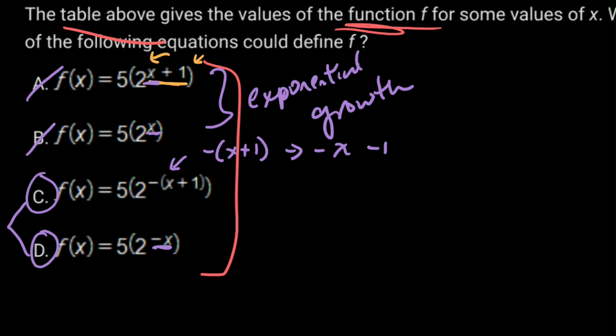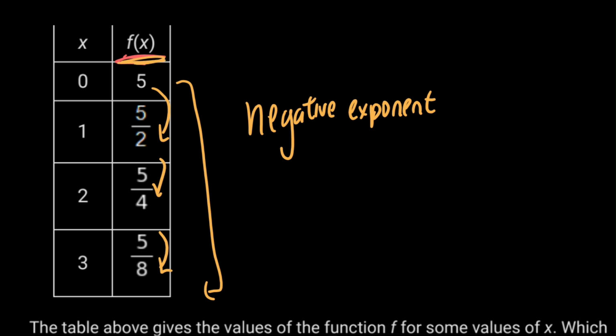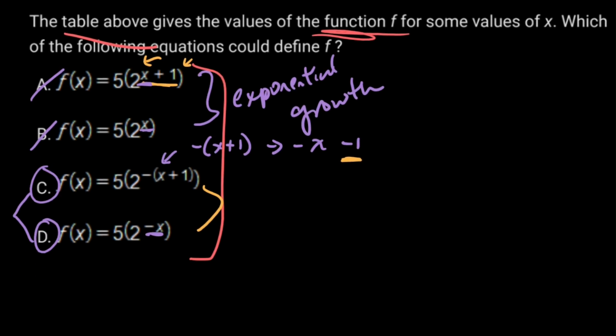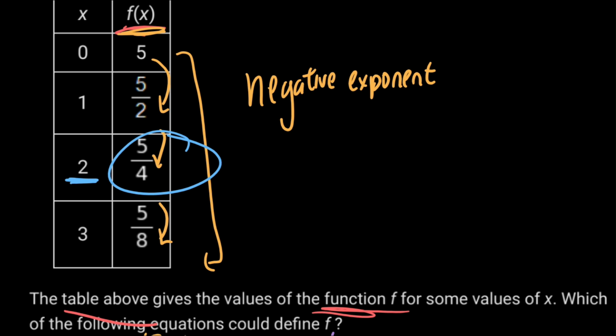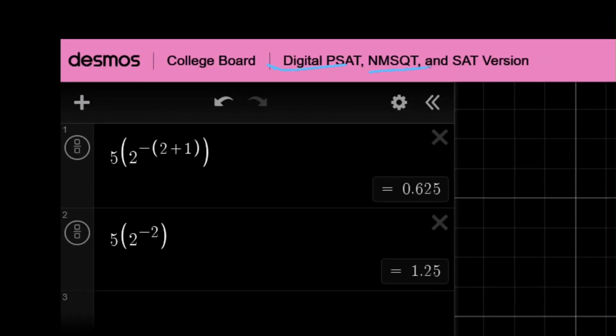Now, what we also know here is that these two, because we have this plus one or this minus one in here, we're going to get different values for basically every single value of f of x. So what we can do is take any value of x, let's say we take 2, put it into both these functions. So input 2 for x here, input 2 for x here, and we're going to get two different values. And only one of them is going to match up to 5 fourths, which is equal to, of course, 1.25.